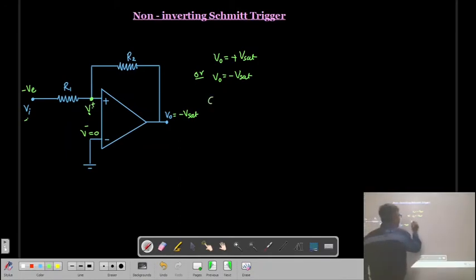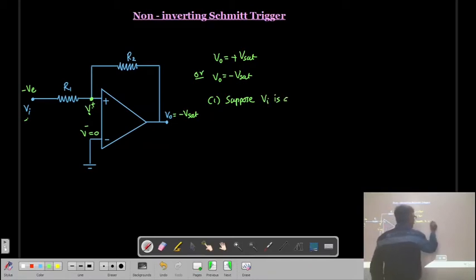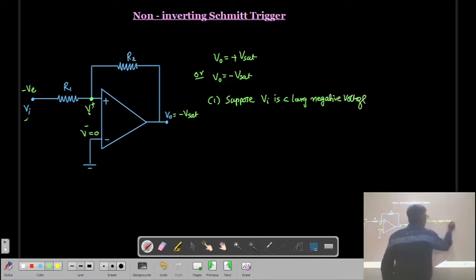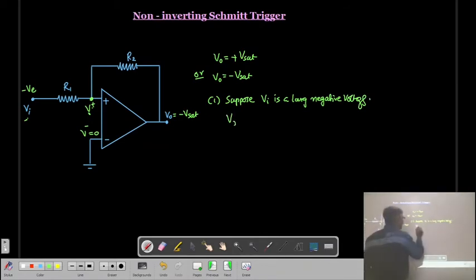So what is the general case? First of all, suppose the input is a large negative voltage. Input is a large negative voltage. So in that case, the output will be minus V saturation. And due to that, we have some voltage at this point. Now we increase this voltage.